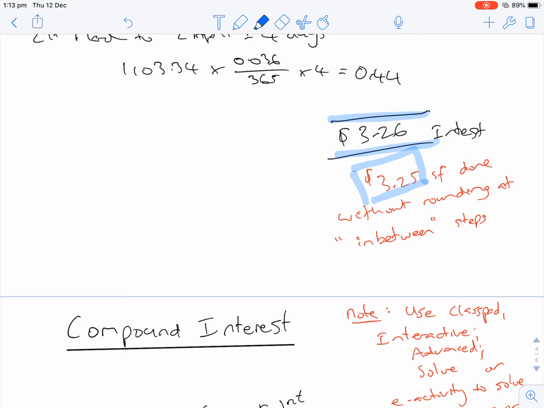In theory, we shouldn't round until the end. But to make sure you get all your marks, show your working so I can see that you've got the process correct and you should be all right.